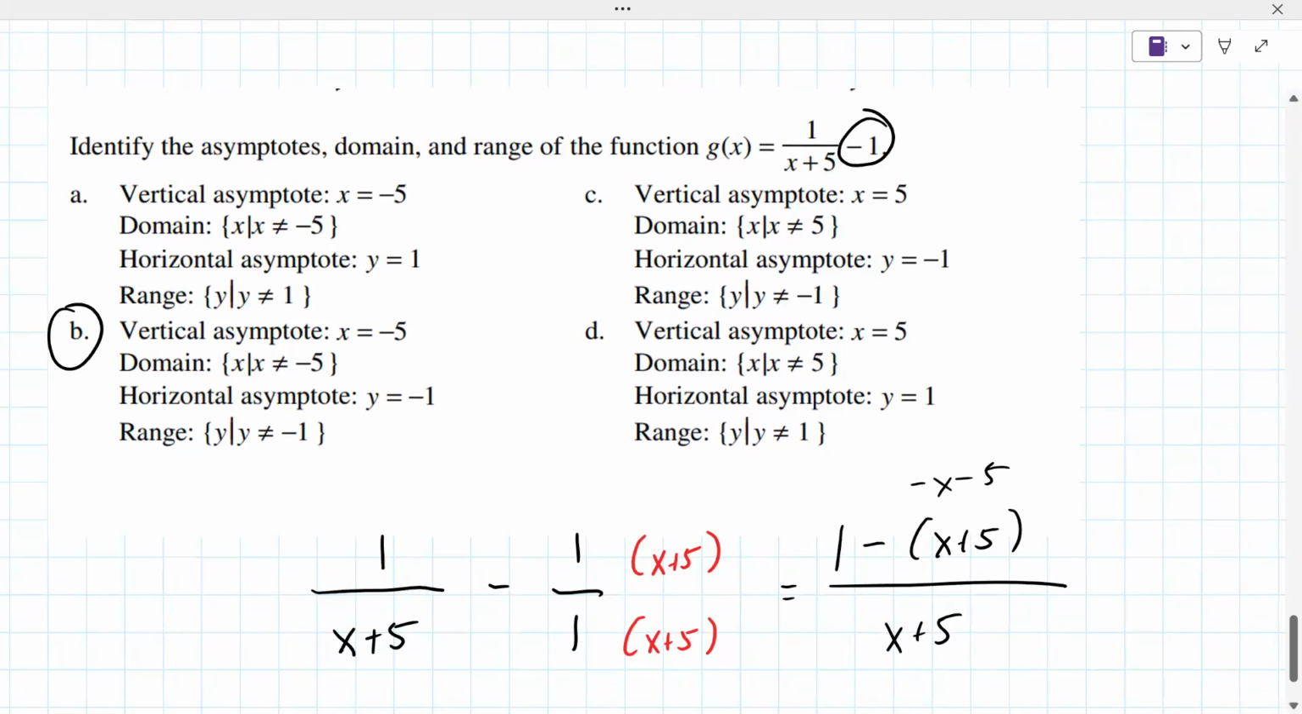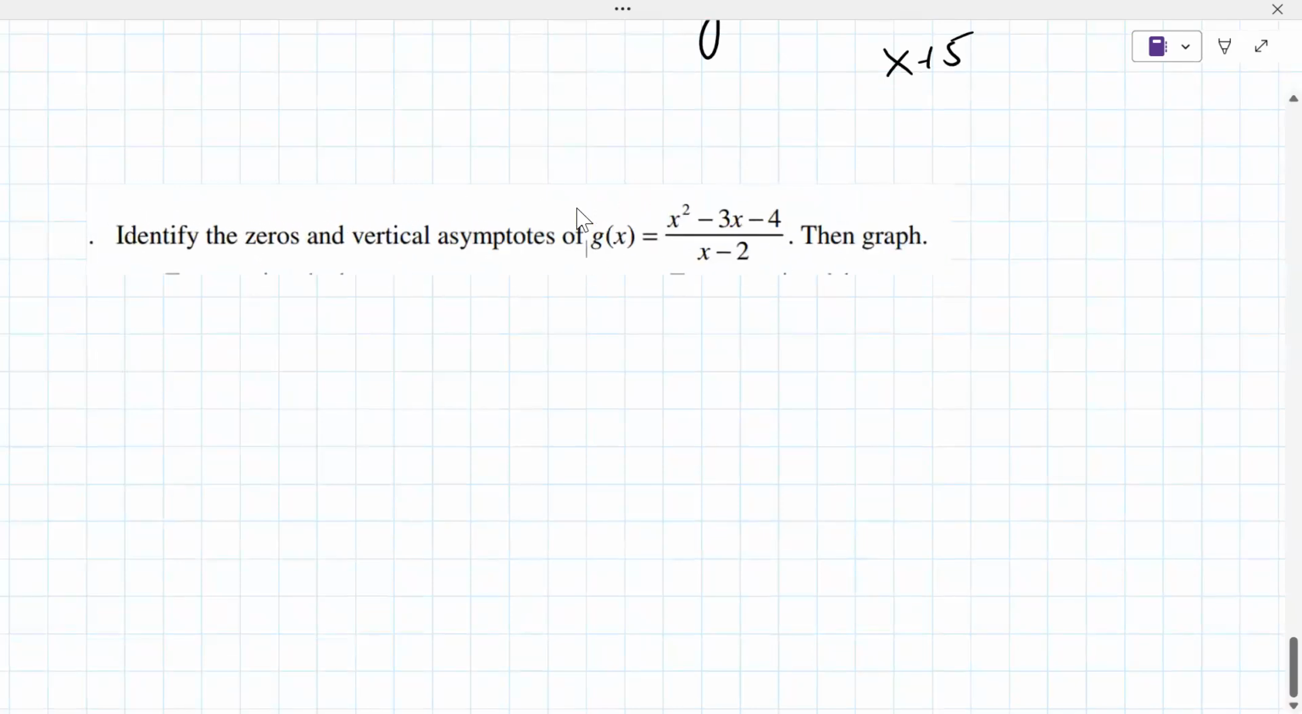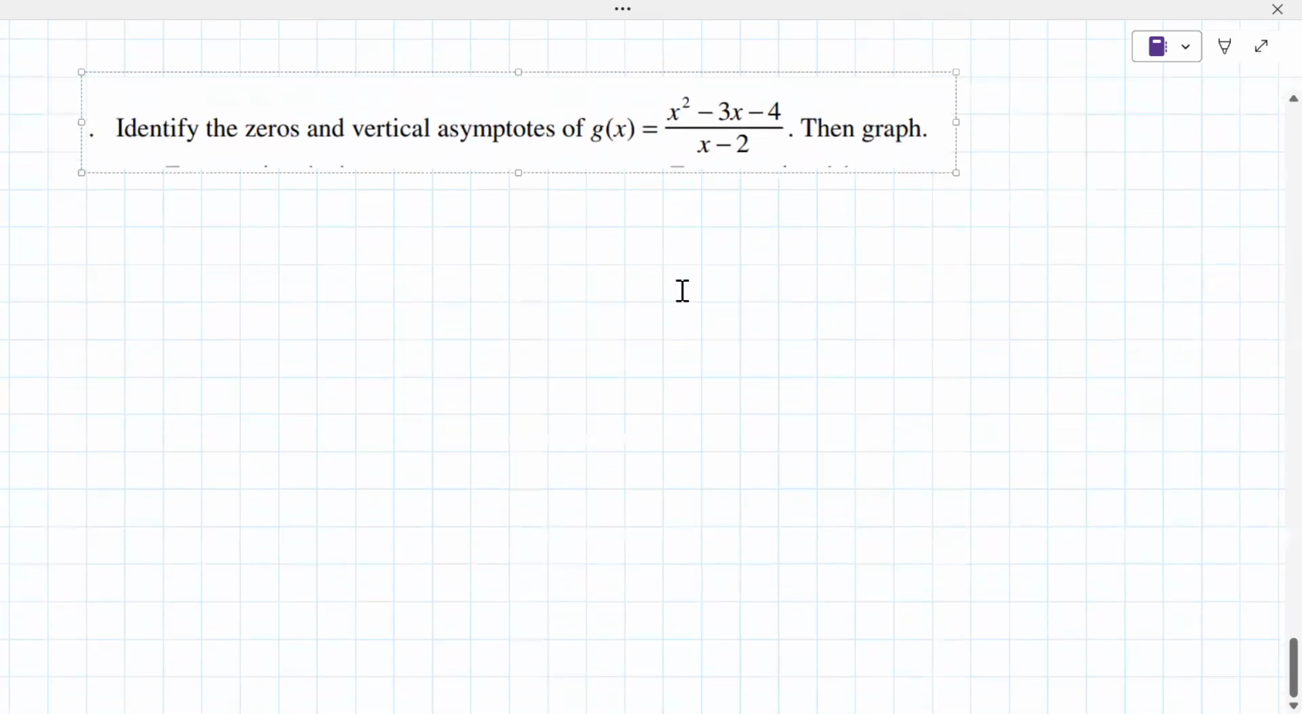All right. So this one, another good one for us to look at. So this is free response. Identify the zeros and the vertical asymptotes of this. And then we'll sketch a quick graph of it. Okay, zeros and vertical asymptotes. So the vertical asymptote is x equals 2. The zero.